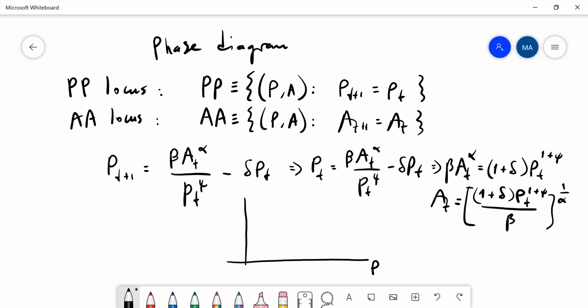This is P_t and this is A_t, right? So depending on the exponent, you have something like this, okay? This is your PP locus, right? Because along this curve, along this locus, P_{t+1} is always equal to P_t. Okay.